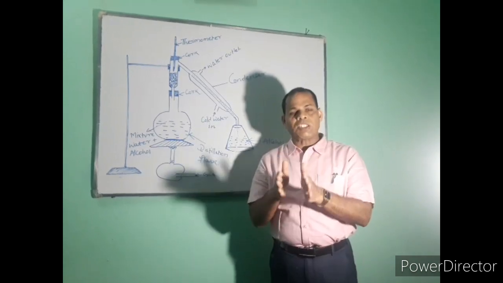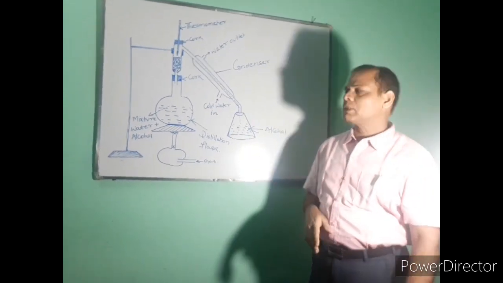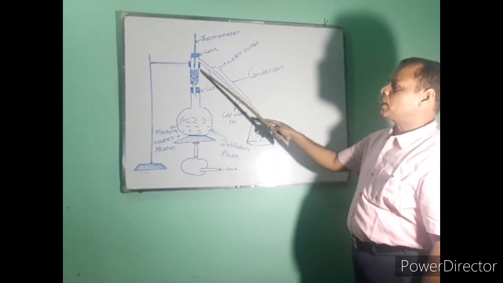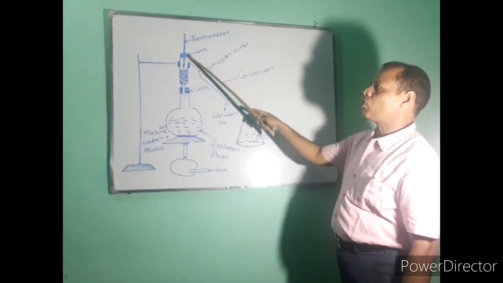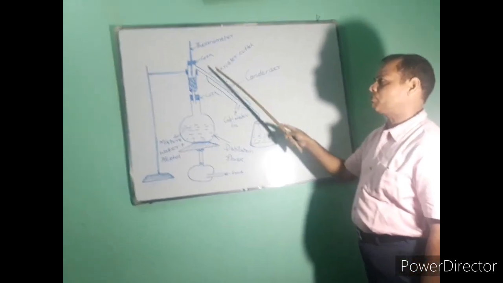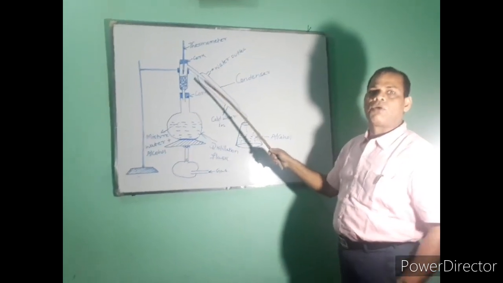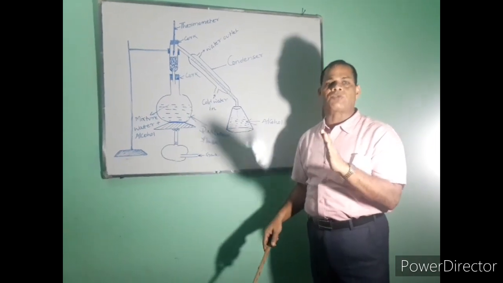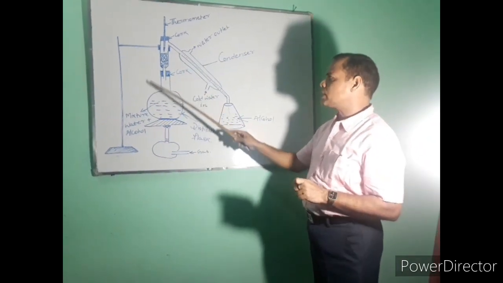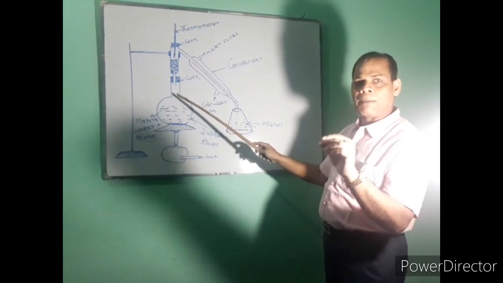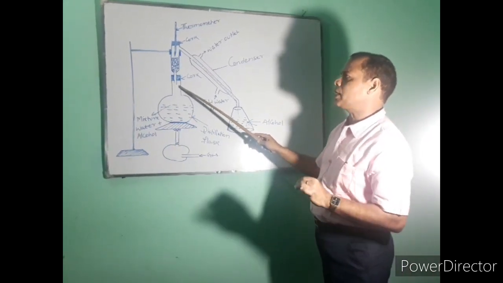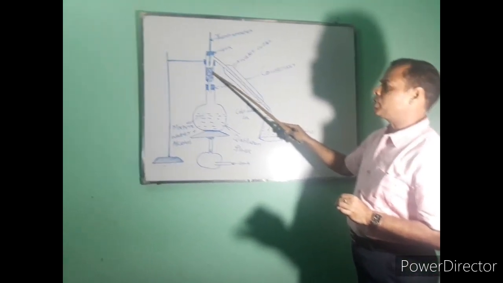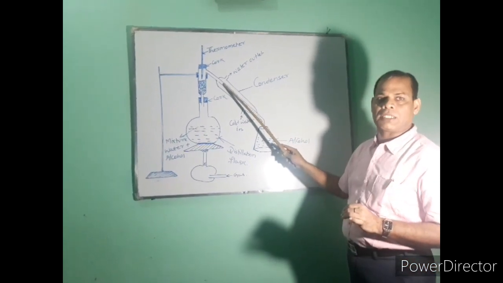In this process, all the apparatus setup is the same. Only there is one difference: here you see the fractionating column is set up between the distillation flask and the condenser. What is the difference between simple distillation and fractional distillation? All the apparatus setup is the same, only one fractionating column is provided between the distillation flask and the condenser.